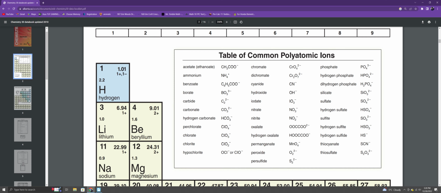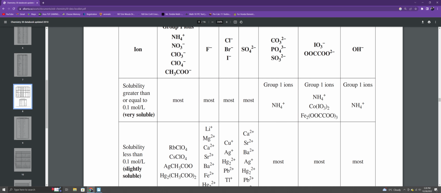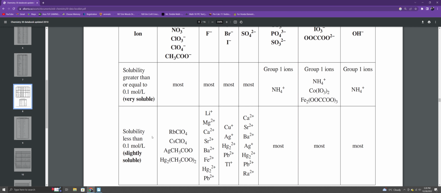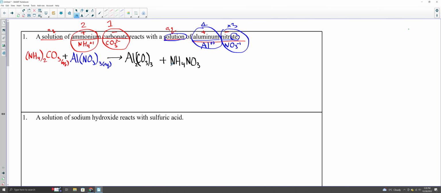Let's go to our solubility table, find it here, and we've got carbonate is here, and solubility greater than, or very soluble stuff, is found here. That would be your ammonium, and that would be your group 1 ions. Aluminium is neither of those, so it must fall in the slightly soluble category here, which means it's a solid, so it doesn't really dissolve that well in water, so that would precipitate out. We'll put an S there.